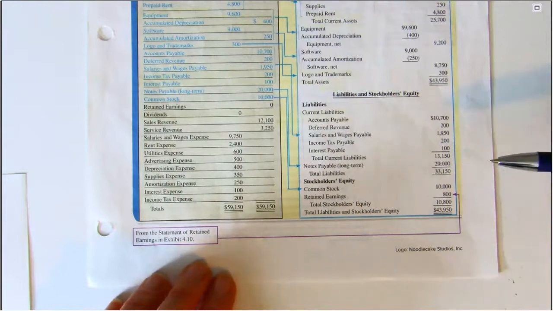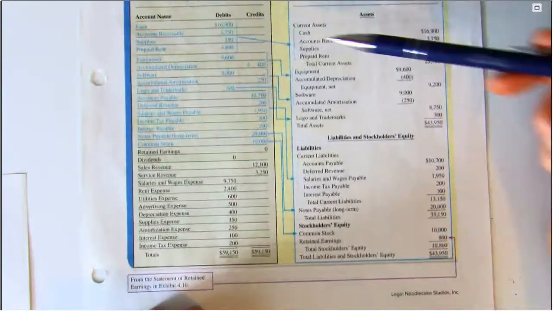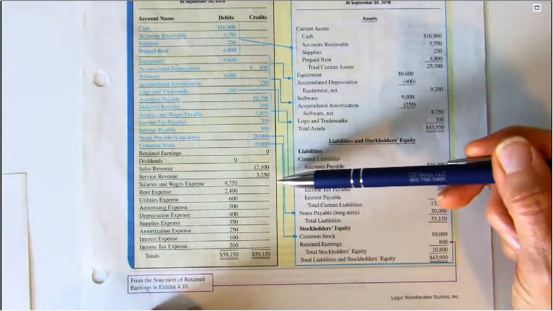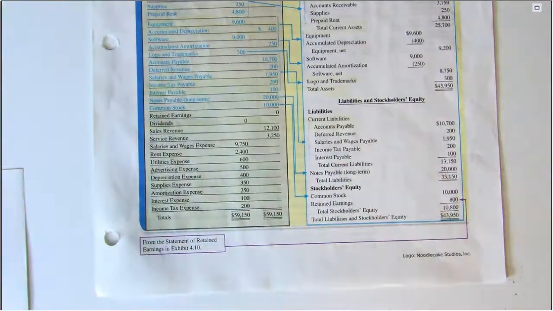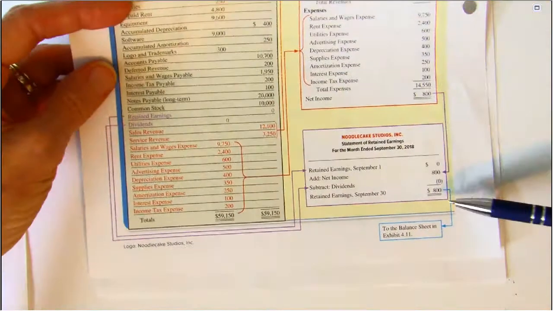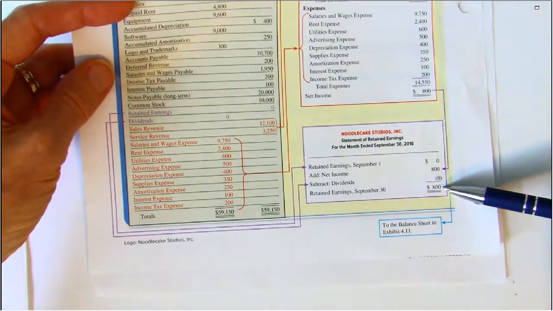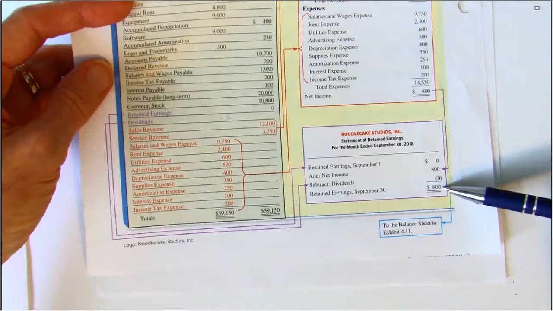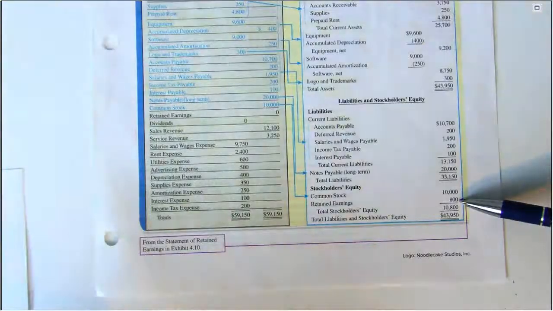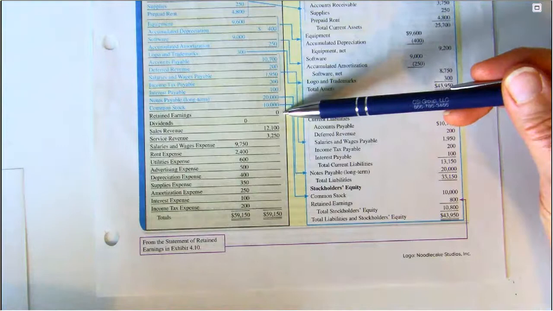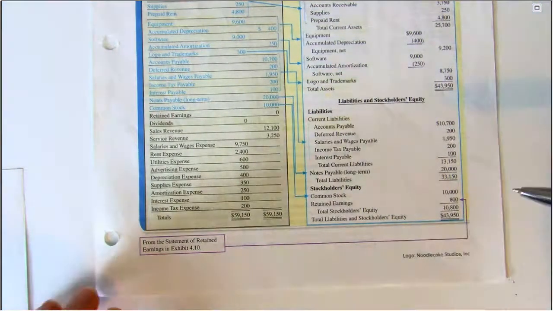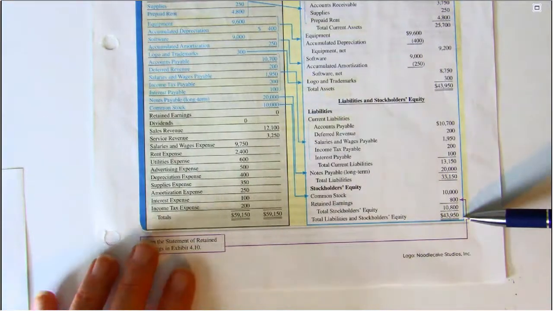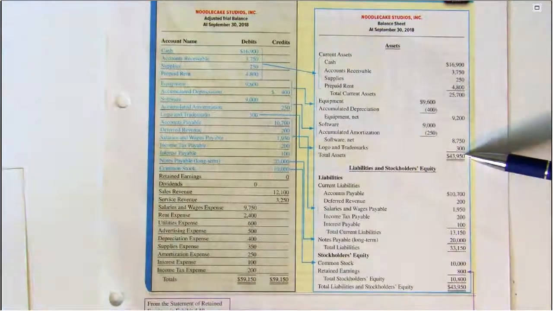And all this information on the balance sheet can be obtained from your adjusted trial balance, except for the retained earnings. That must come from the statement of retained earnings. And that tells us the ending balance for September 30th is $800. Notice that the retained earnings balance of 0 is the beginning balance. Okay, so our total liabilities and stockholders' equity equal our total assets.